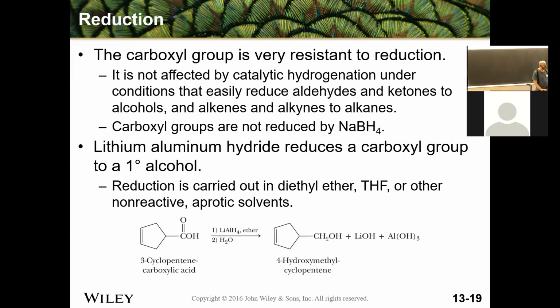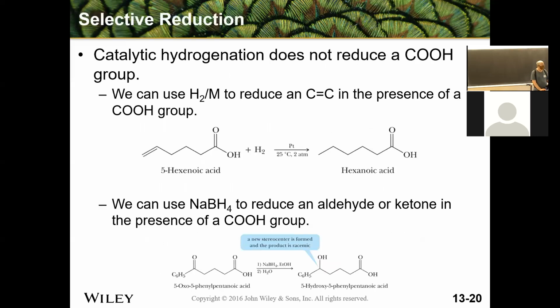So the main point here at the bottom was that the lithium aluminum hydride reduced the carboxylic acid, but notice it left the alkene group alone. Conversely, if we use catalytic hydrogenation, that has no effect on the carboxylic acid group, but you can see that it does reduce the alkene. Another example of selective reduction.